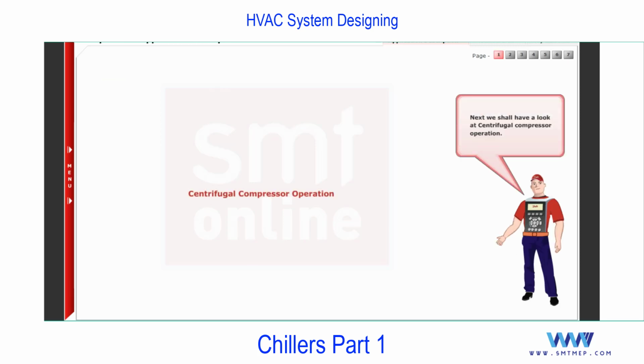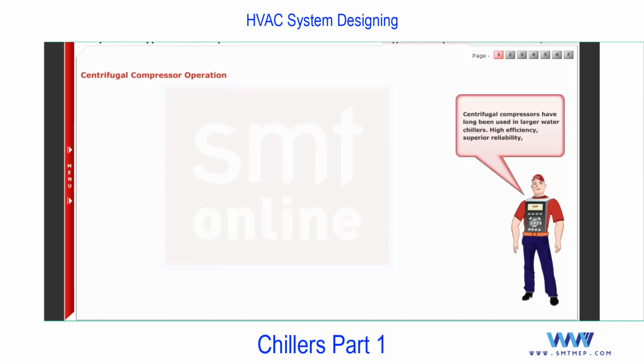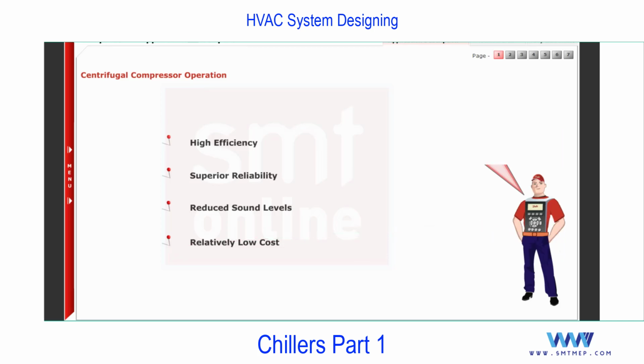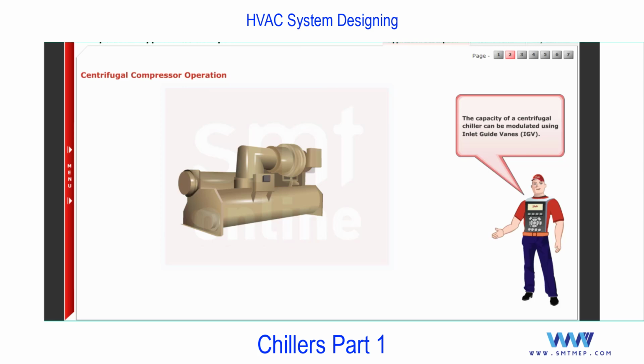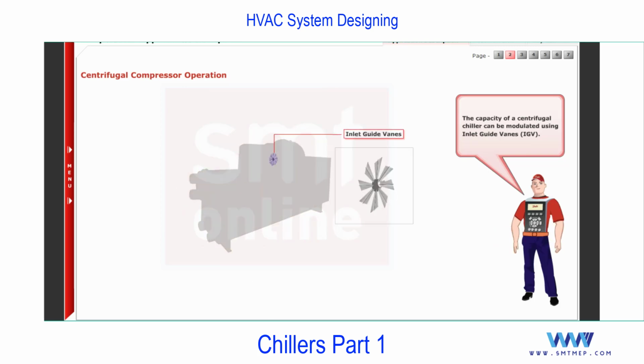Next, we shall have a look at centrifugal compressor operation. Centrifugal compressors have long been used in larger water chillers. High efficiency, superior reliability, reduced sound levels, and relatively low cost have contributed to the popularity of the centrifugal chiller. The capacity of a centrifugal chiller can be modulated using inlet guide vanes.